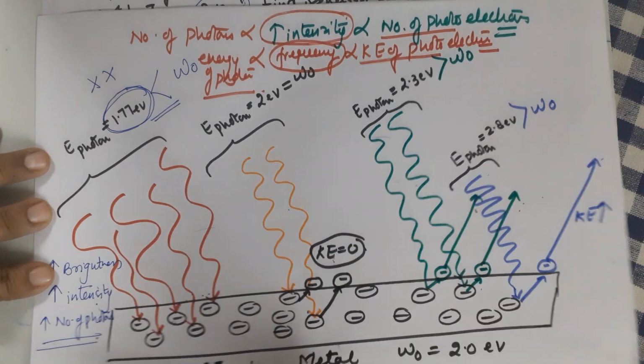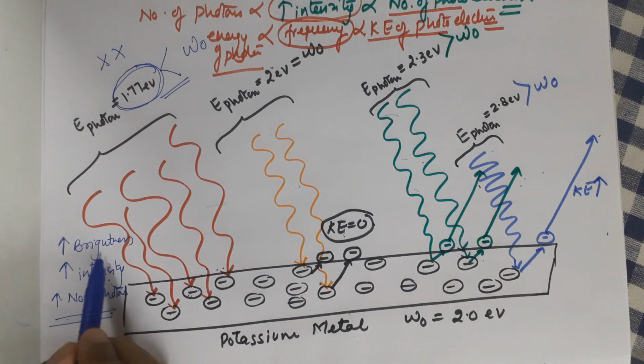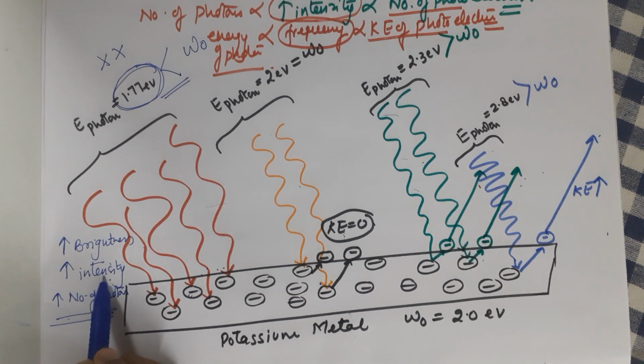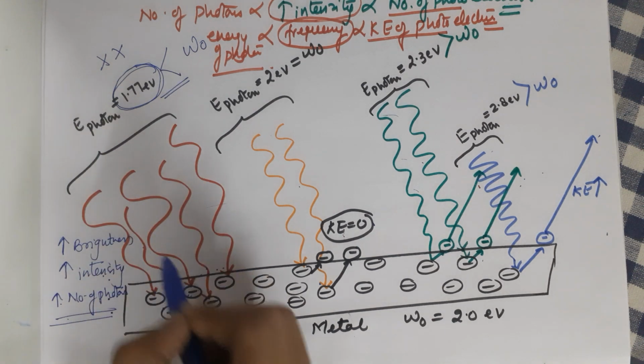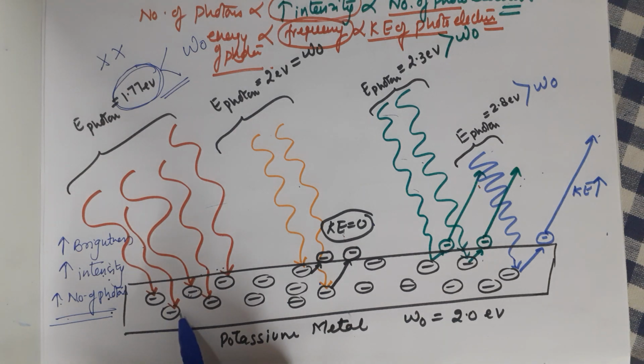Fine. So the conclusion was, when you increase the brightness of the light, you increase its intensity. Only the number of photons increase. Energy of the photon does not increase. Each photon can only hit a single electron. Each photon can only cause the photoelectric effect of a particular electron. You cannot have 2 photons hitting the same electron. That is not how it works.